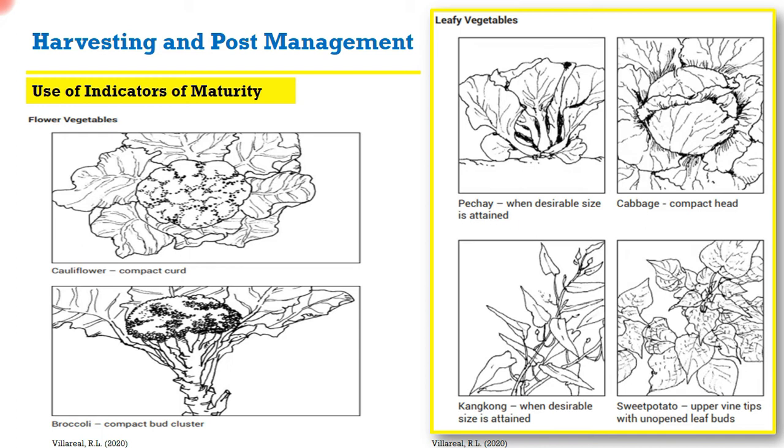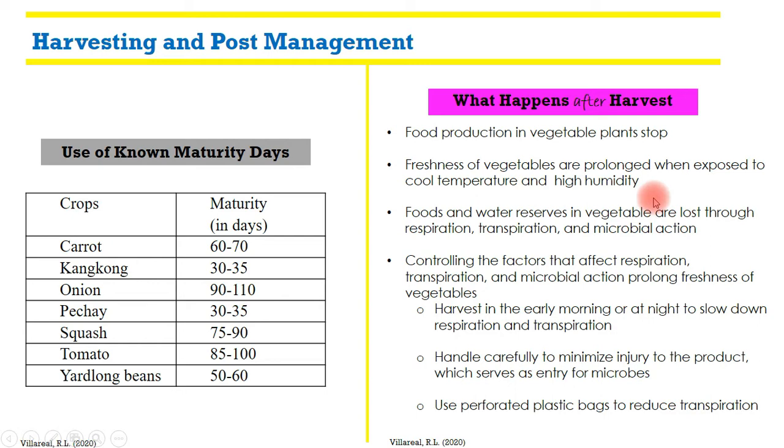For the leafy vegetables, for example, when desirable size is attained. For the cabbage, you can harvest it if it forms a compact head. For the kangkong, when desirable size is attained, and for the sweet potato, the upper vine tips with open leaf buds. So what happens after harvest?